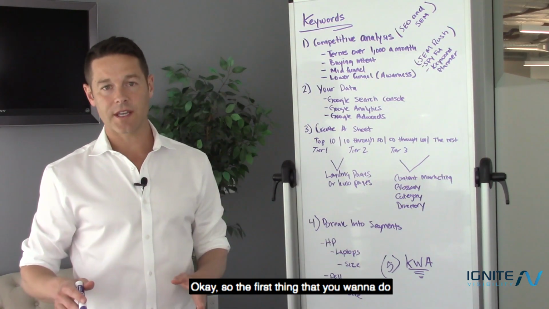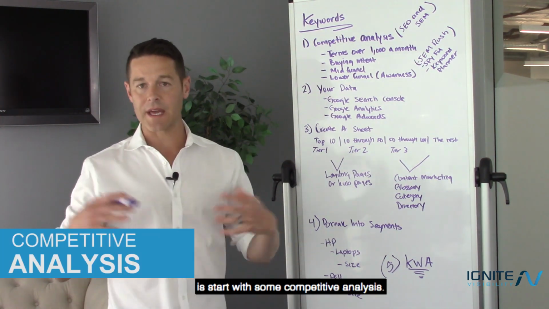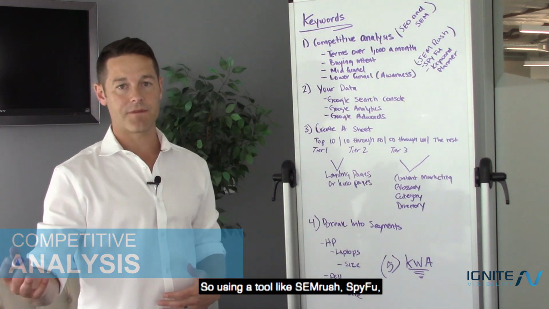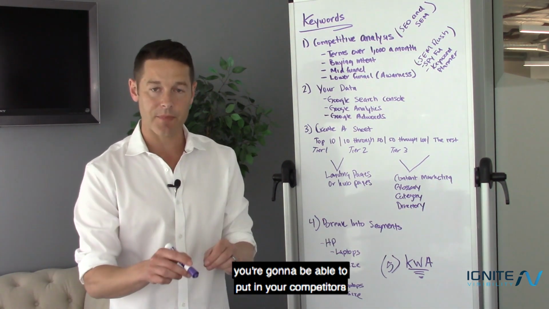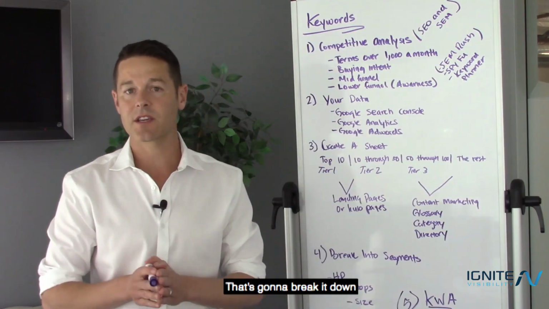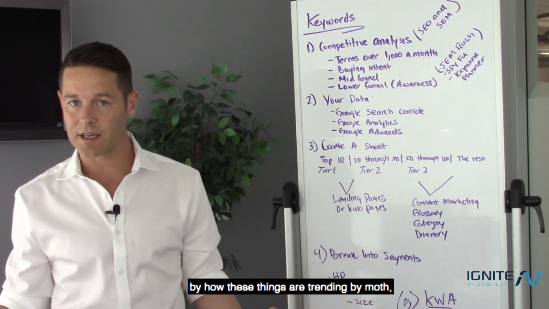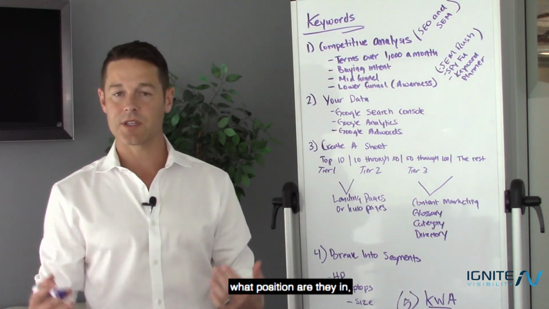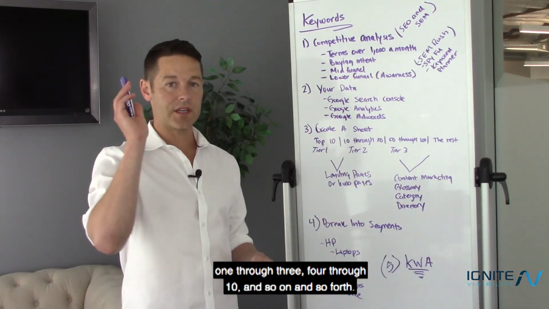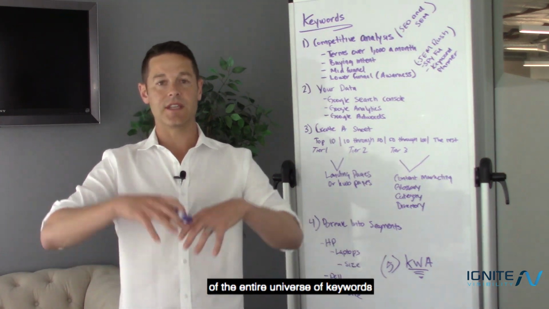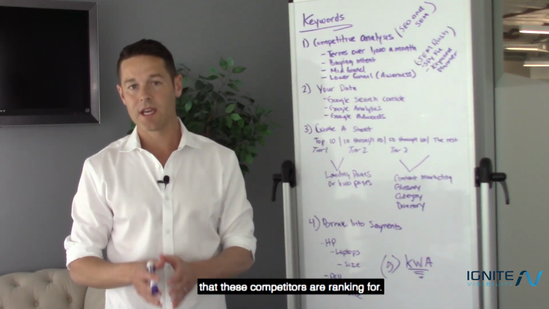Okay, so the first thing that you want to do is start with some competitive analysis. So using a tool like SEMrush, SpyFu, you're going to be able to put in your competitors and find out all the different terms that they're ranking for online. That's going to break it down by how these things are trending by month, what they used to rank for, what they rank for today, what position are they in, 1 through 3, 4 through 10, and so on and so forth.